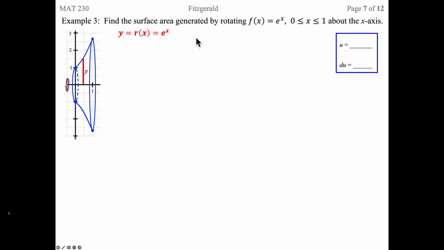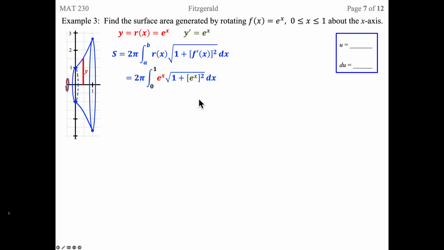And the derivative of e to the x, this is great. It's just e to the x, so we can plug this into our formula. So we're integrating from 0 to 1, e to the x times the square root of 1 plus e to the x squared dx.